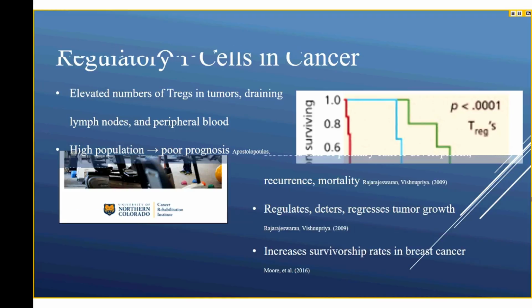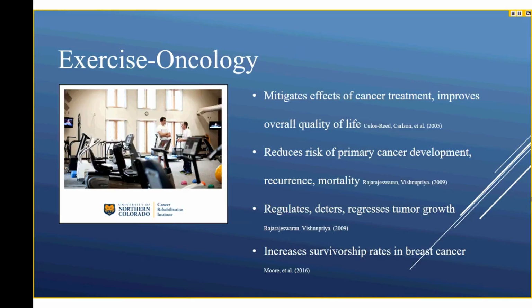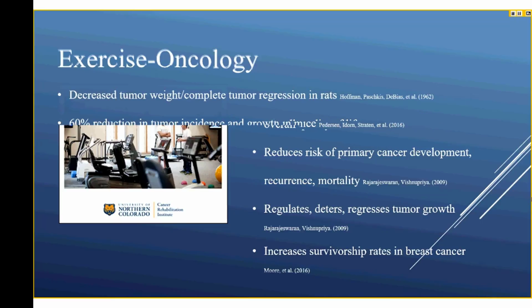So the U.S. Cancer Rehabilitation program takes cancer patients that have various types of cancer and are at various stages of diagnosis, and they run them through our exercise regimen. And the reason why we do this is because exercise actually improves the quality of life and gets rid of the side effects that are commonly associated with cancer treatment, which is chemotherapy. And exercise has also been shown to reduce the risk of tumor development, recurrence, and death.